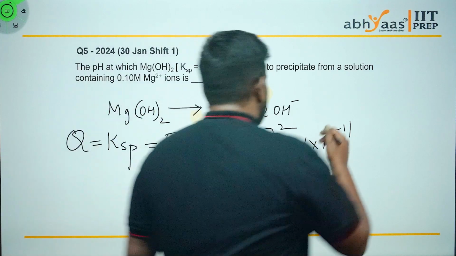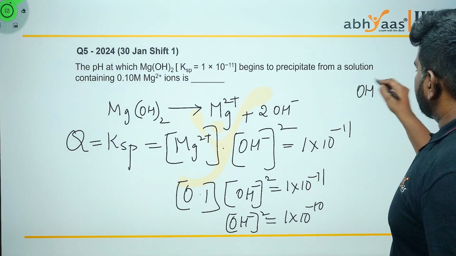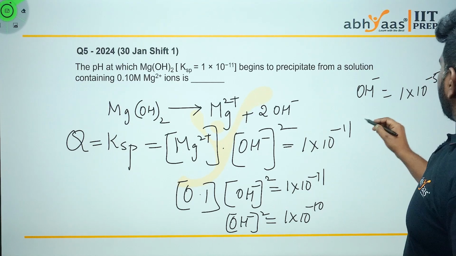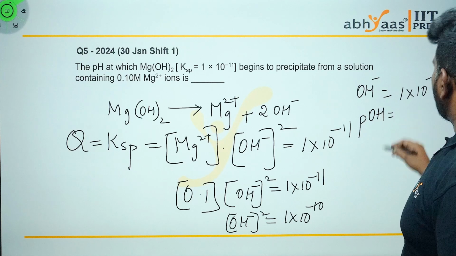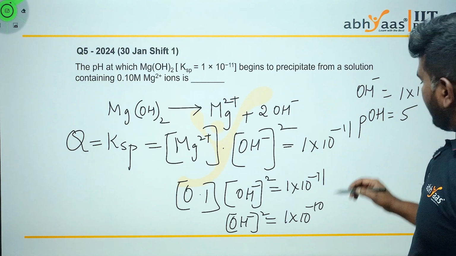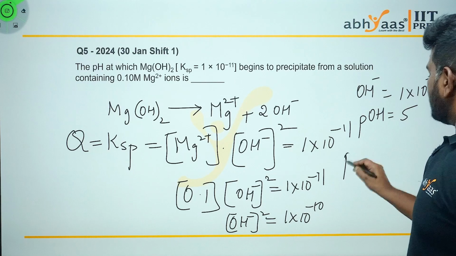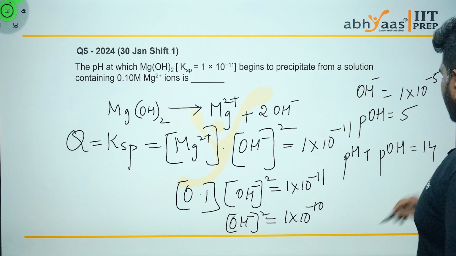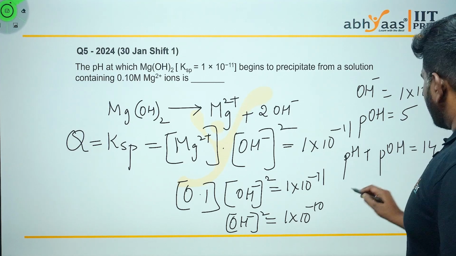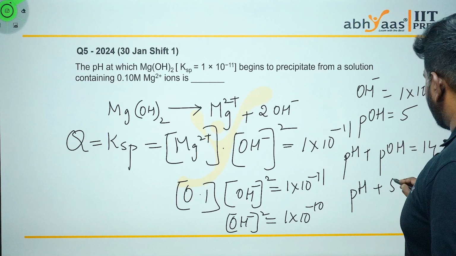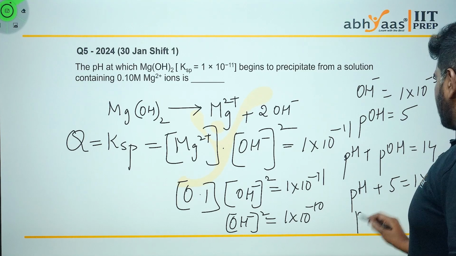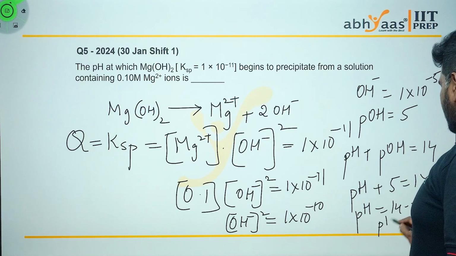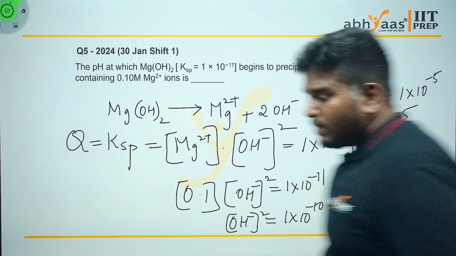Now taking the square root, we know that OH minus will be equal to 1 into 10 raised to minus 5. Now we can write pOH is equal to 5. We know the relation pH plus pOH is equal to 14. So here, we know that pOH is 5. So we can write pH is equal to 14 minus 5. So the answer will be 9. So pH is equal to 9. So that will be your answer.